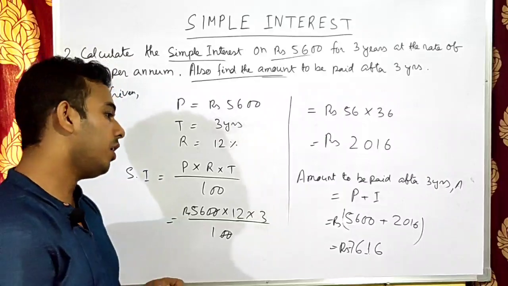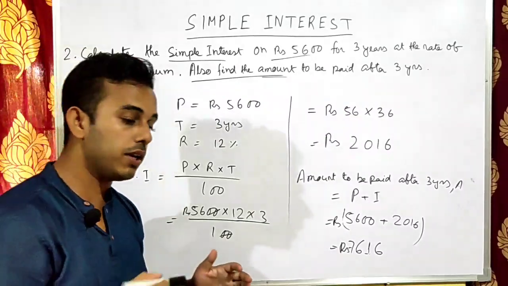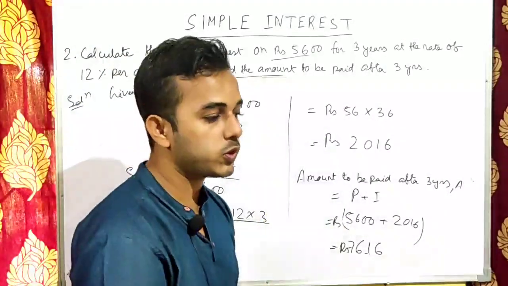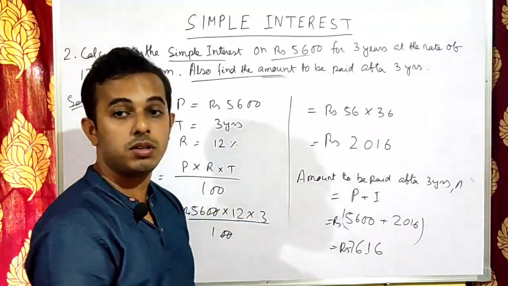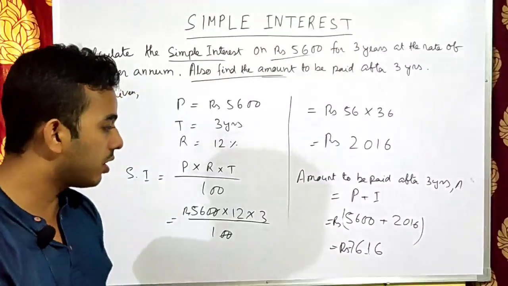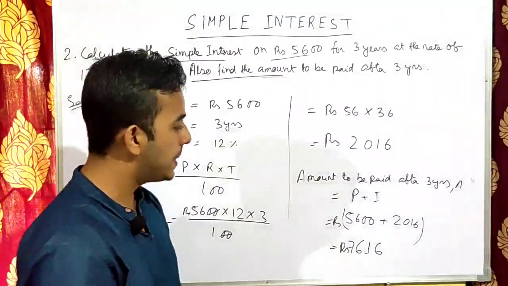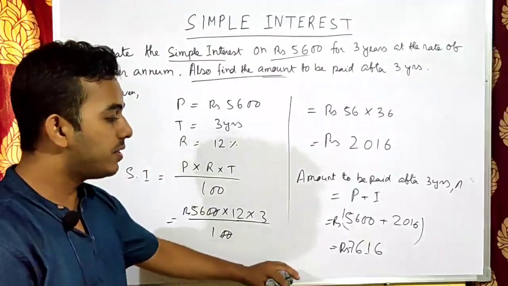When you will be in class 8, I will discuss what is compound interest and what is the demerit of compound interest over simple interest. Compound interest is excess. Okay, so I hope this is clear to you.